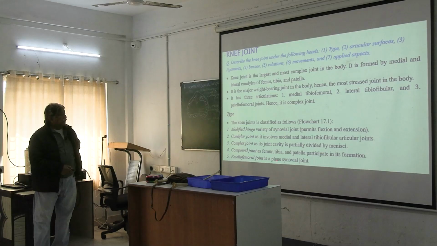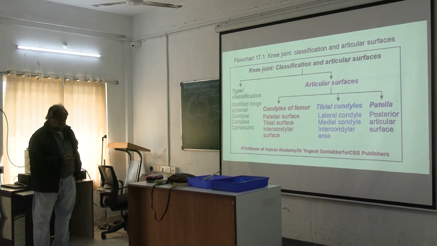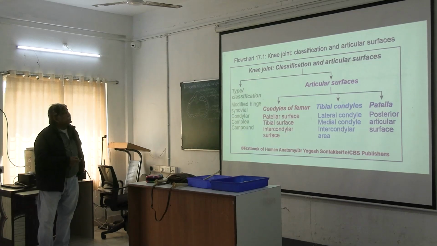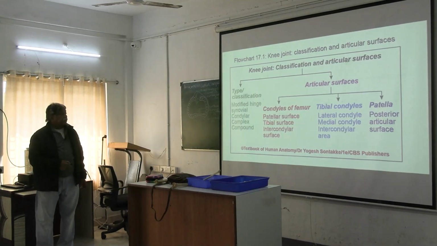Patellofemoral joint is a plain synovial joint. Now, knee joint classification and articular surfaces. The articular surfaces are condyles of the femur, the patellar surface, tibial surface, intercondylar surface. Now tibial condyles, lateral condyle and medial condyle, intercondylar area, patella, posterior articular surface. Types of classification: modified hinge, synovial, condylar, complex and compound.